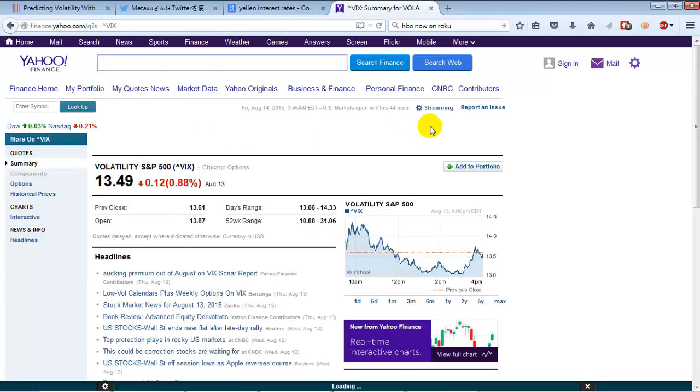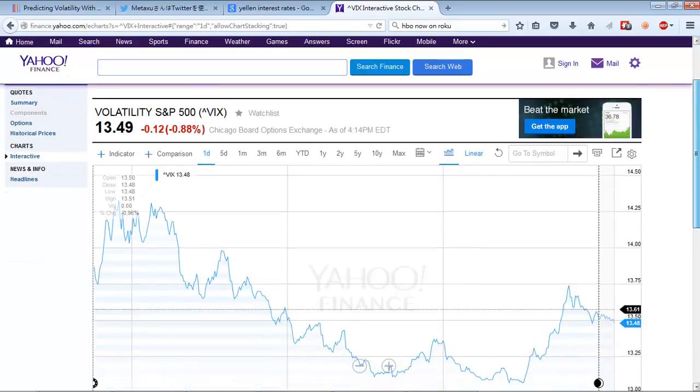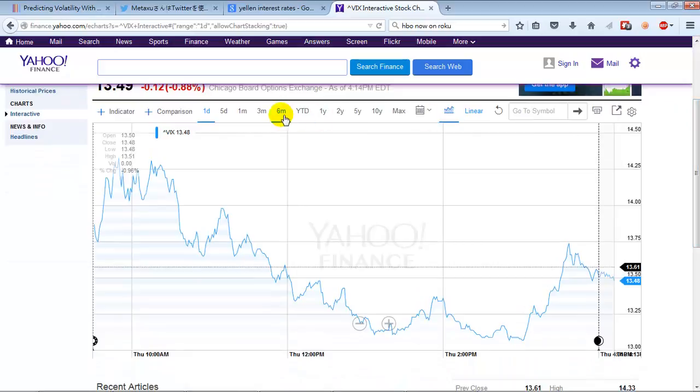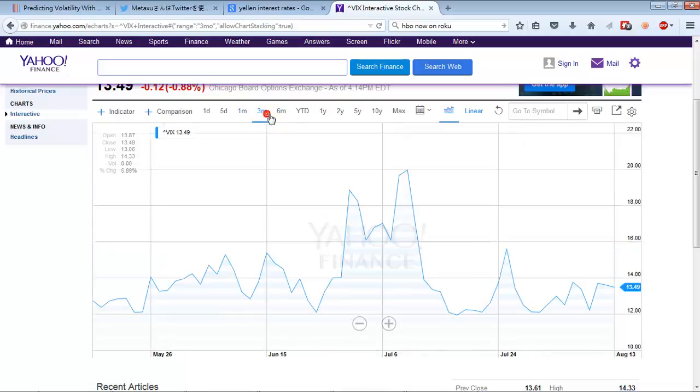A lot of people misunderstand what the VIX is measuring. They think the VIX goes up when the market goes down. It's not an inverse ETF, it's just a measurement of uncertainty in the market. So as the market had a mini correction late June, we saw the VIX spike up almost to 20.